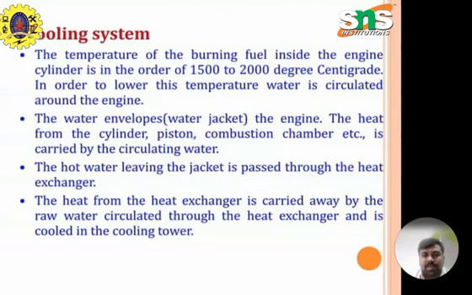Cooling system. The temperature of the burning fuel inside the engine cylinder is in the order of 1500 to 2000 degrees centigrade. In order to lower this temperature, water is circulated around the engine. Through the water jackets, the engine cylinder wall is cooled. The water envelopes, that is the water jackets, the engine. The heat from the cylinder, piston and combustion chamber is carried by the circulating water. The hot water leaving the jacket is passed through the heat exchanger. The heat from the heat exchanger is carried away by the raw water circulated through the heat exchanger and is cooled in the cooling tower.